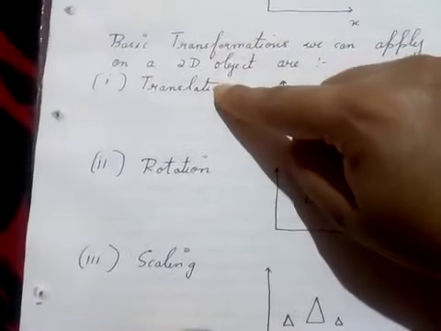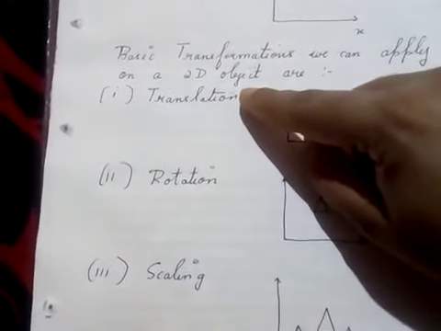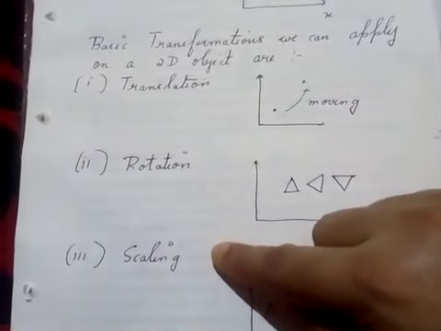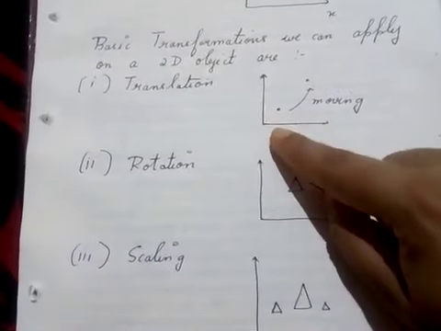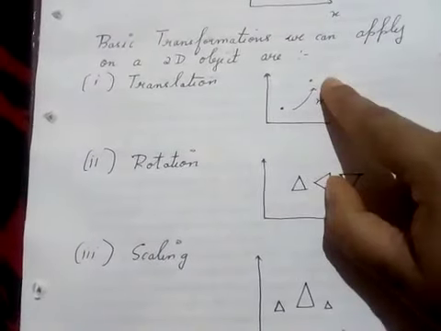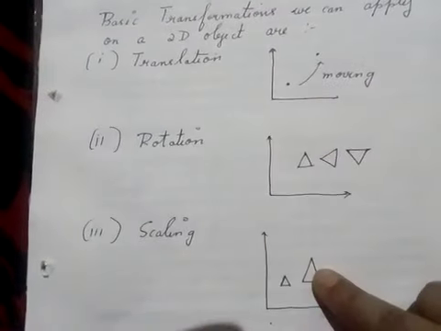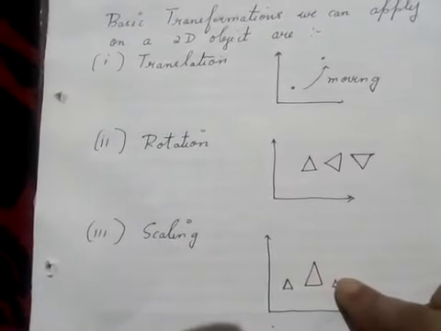So how many transformations are there? Three: translation, rotation and scaling. Once again, translation means you are changing the position from one point to another point. Rotation means you are rotating the object by some angle, theta. Scaling means you are increasing or decreasing the size of an object. So let us see what translation is.